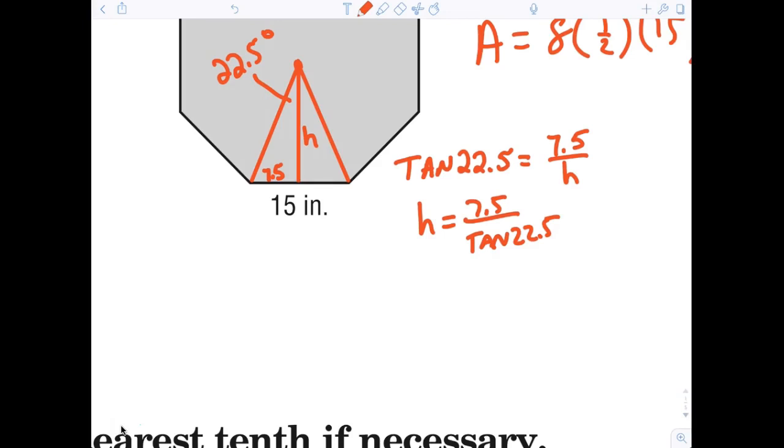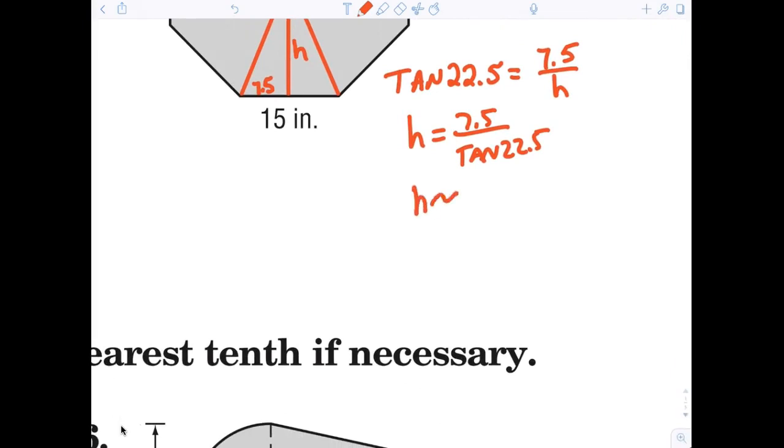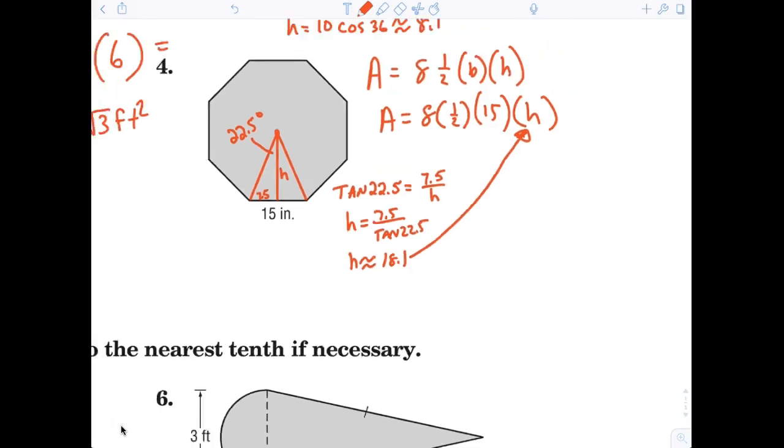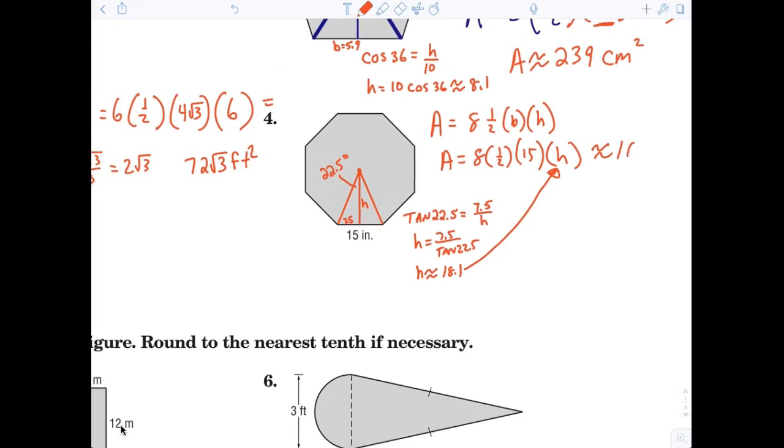All right, now somebody tell me. Around 18.1, right? Don't round. Then you just come over here, plug that in there, and now type in on your calculator 8 times 1/2 times 15 times the answer. Now you have the exact answer. What does that come out to be about? 0.4 inches squared. Everybody good? I told you it's not that bad.